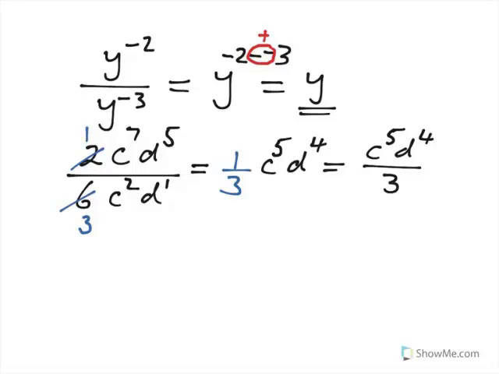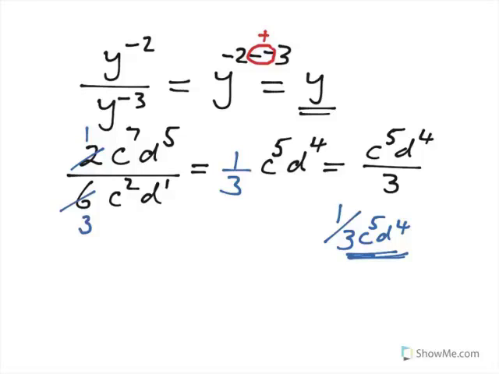Those people who often write slanting fractions, and I'm talking about the third, if you put the c to the 5 and d to the power of 4 at the same level as the 3, that's incorrect mathematically. So try and avoid slanting fractions if you can.